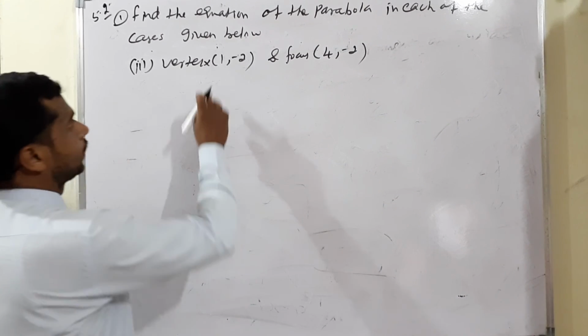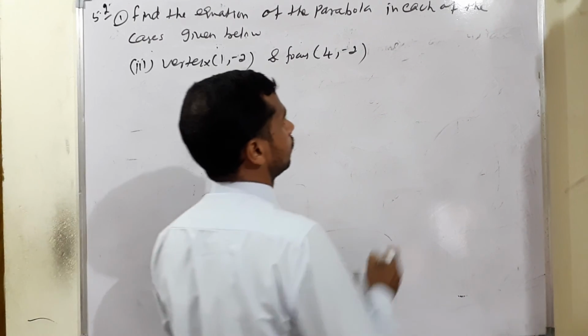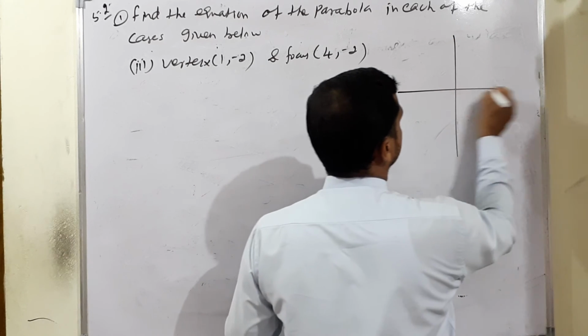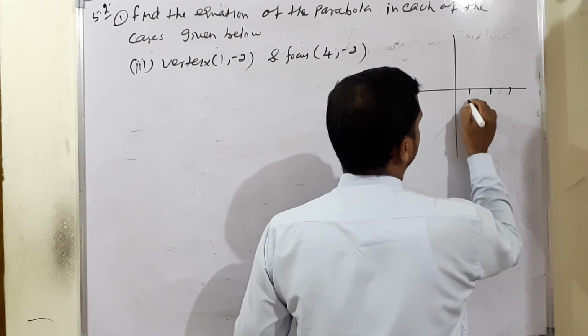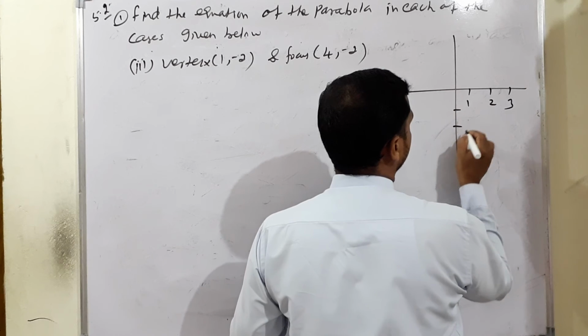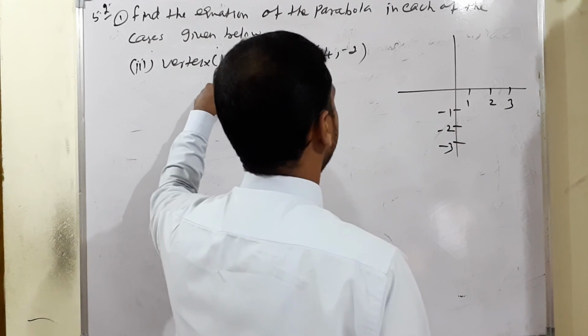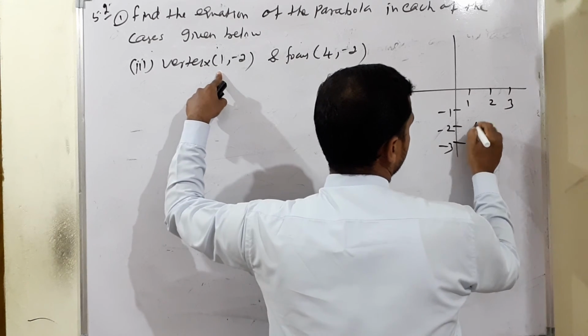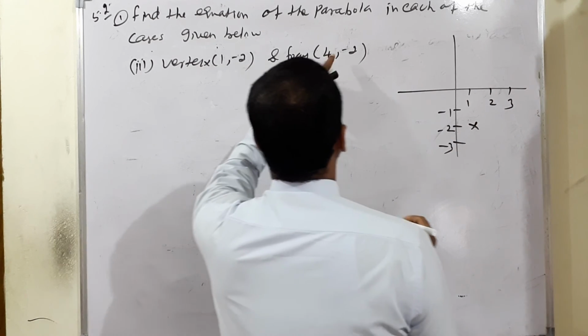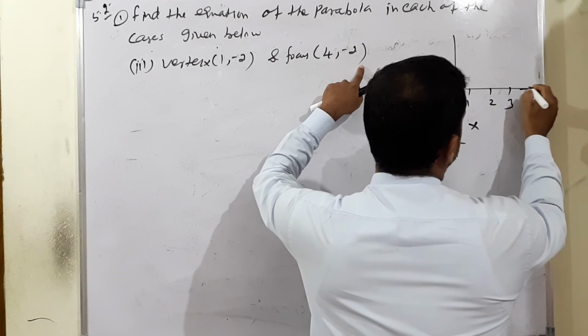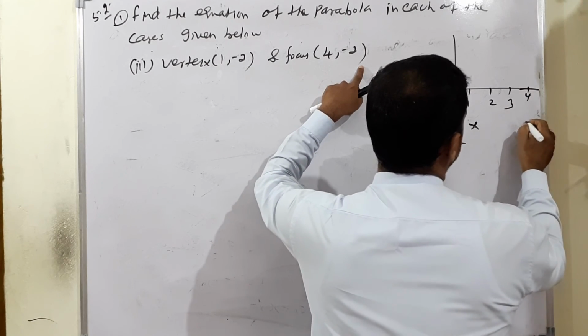Subdivision third. Vertex is (1, -2). Focus is (4, -2).